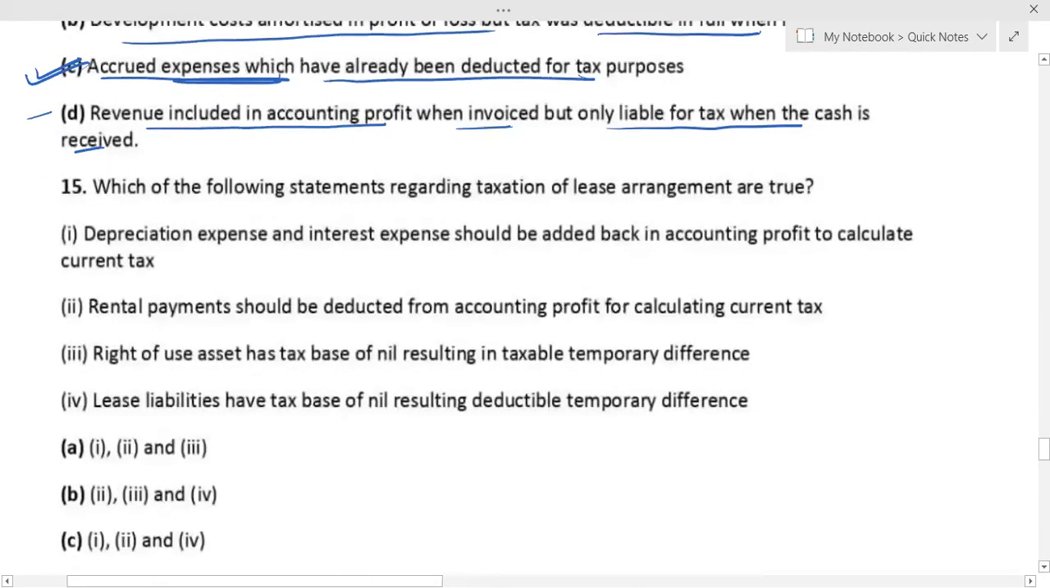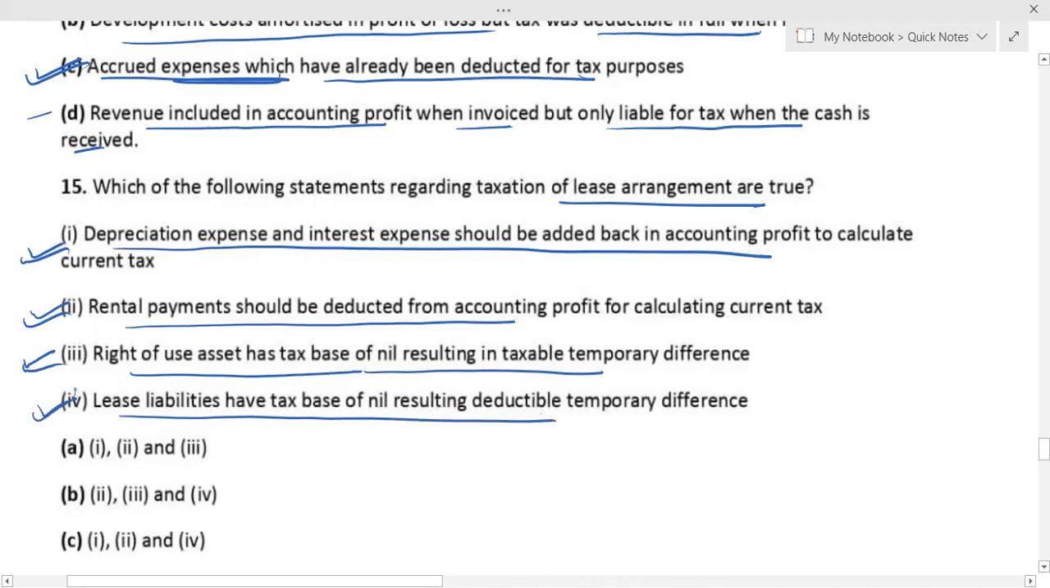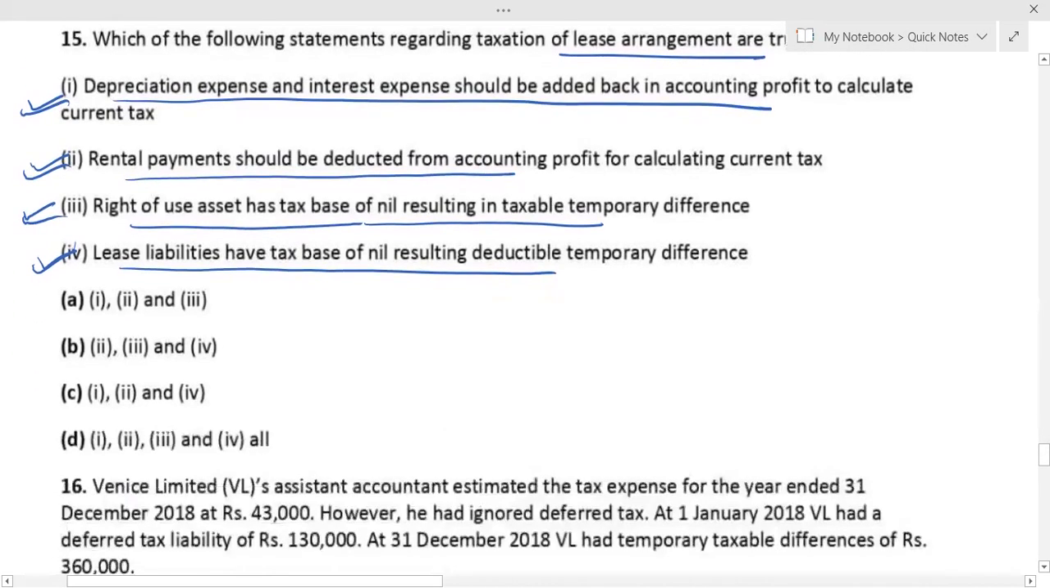15. Which of the following statements regarding taxation of lease arrangements are true? Depreciation expense and interest expense should be added back. Yes, it is true. Rental payment should be deducted, yes, true. A right of use asset tax base is nil, resulting in a taxable temporary difference. True. Lease liability has tax base nil, resulting in a deductible temporary difference. All are true, and we have discussed all these points when we were studying IAS 12. All of them are correct, so D.